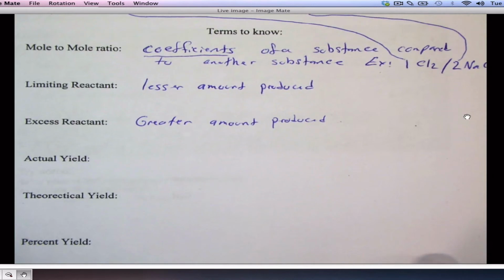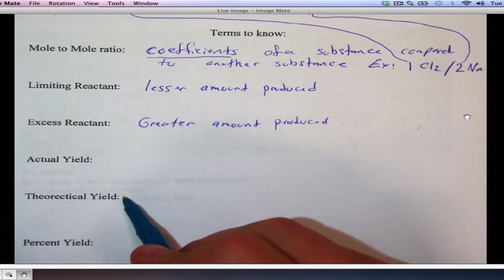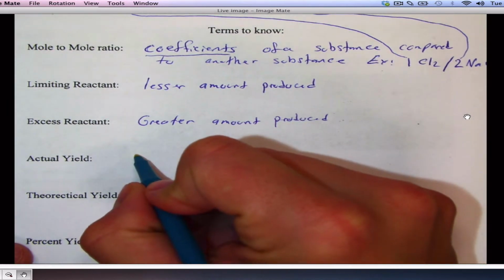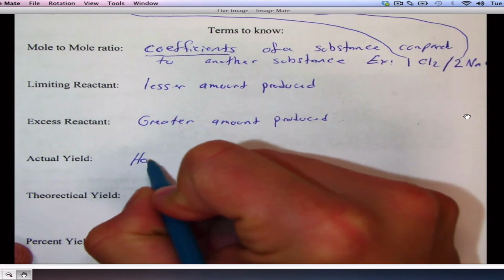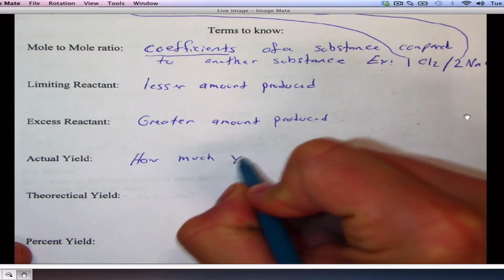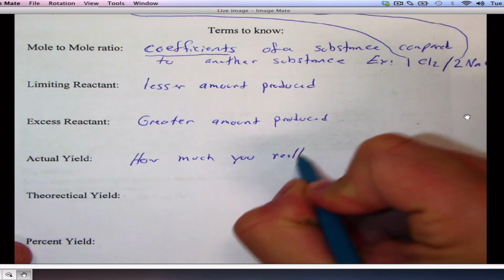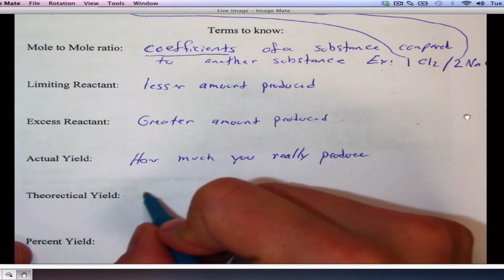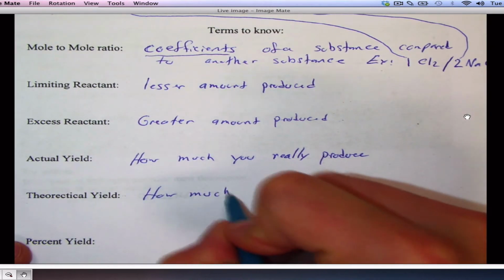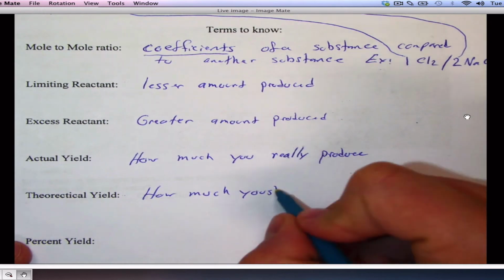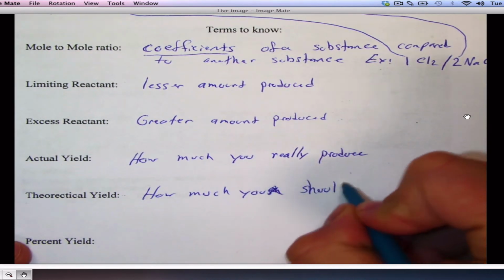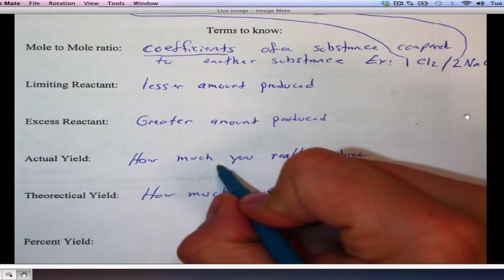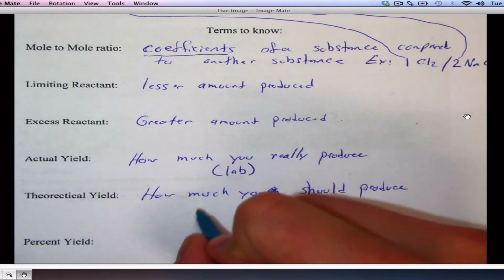Other terms we need to know: actual yield versus theoretical yield. Well, actual yield is basically how much you actually get, what you really produce. Whereas the theoretical yield is how much you should produce. And just so you know, this would be like how much you get in the lab versus how much you actually calculate.